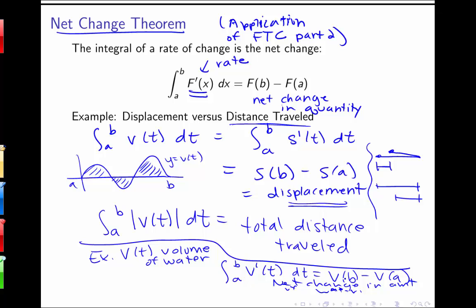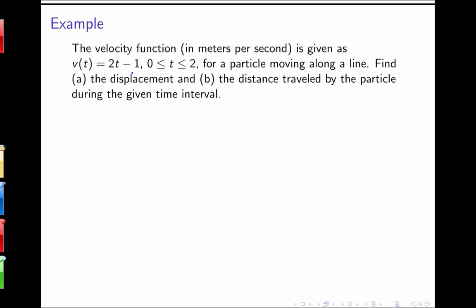Okay, so we're going to do some more examples in class of more kinds of contexts where this net change theorem would come into play. In our example in the video lecture, we're just going to talk about comparing displacement versus distance traveled. So in this example, I have a velocity function that's given to me as 2t minus 1, so it's a simple function here, over the time interval from 0 to 2. This is for a particle moving along a line, and the velocity is in meters per second. And we want to find both the displacement of the particle over this interval and the distance traveled.